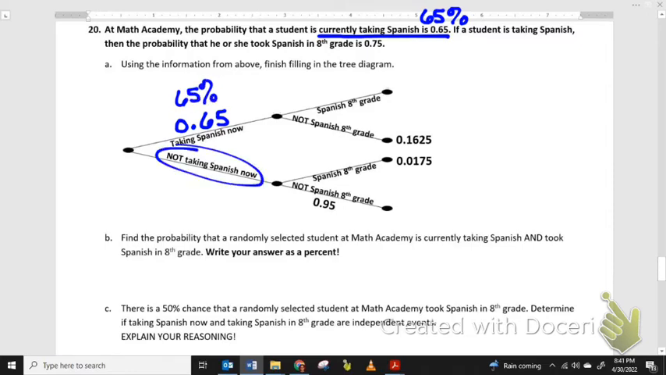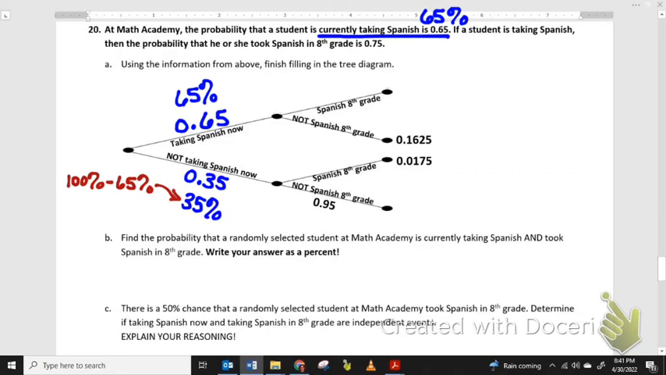So what should I put down here with not taking Spanish right now? 0.35, 35%. We subtracted it from 100% because you're either taking it now or you're not taking it now. So 100% minus 65% is how we came up with this right here. Anytime the branches split, they have to add up to 100% because you got to pick one way or the other.